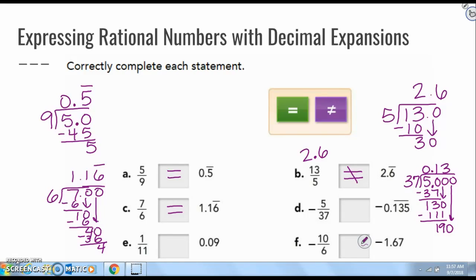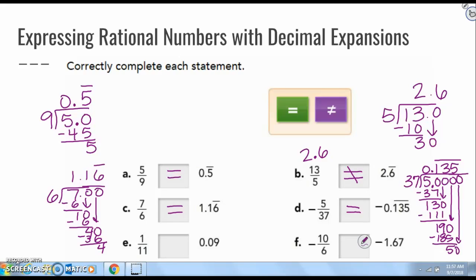Now we're going to divide 37 into 190. It divides 5 times. 5 times 37 is 185, so that leaves us with 5. We add a 0 and we bring it down. Now we've started back over again. So we can see that the 1, 3, and 5 repeat. So negative 5/37 is equal to negative 0.135 repeating.